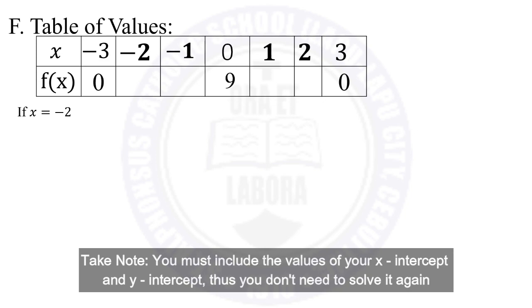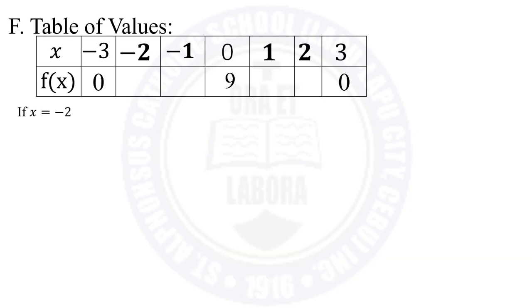Box that one, put a table, create a table. Don't be lazy, so you need to create a table even if there's grid lines on your graphing paper or your graphing notebook. And we already solved 0. If our x is 0, our y, or our vertex, is 9. So we will put it here, 9. I will give you a hint, class.